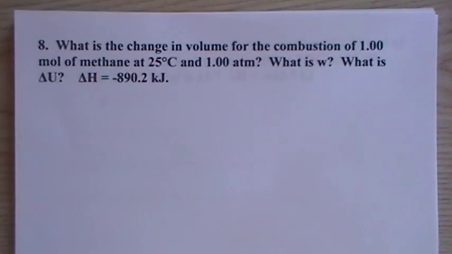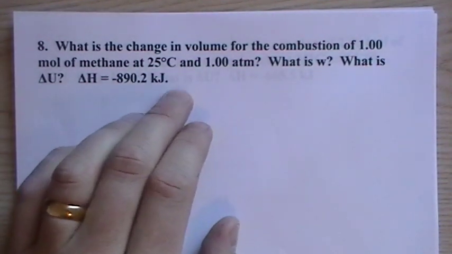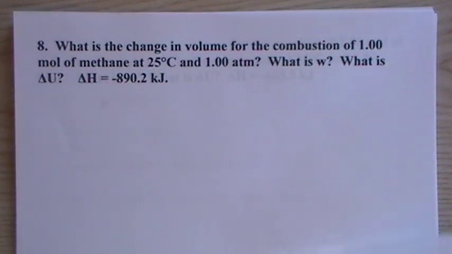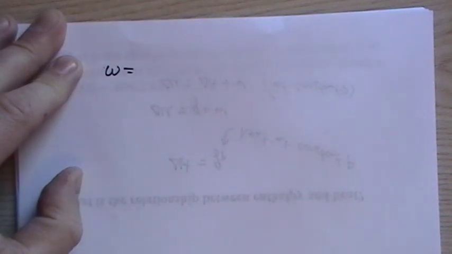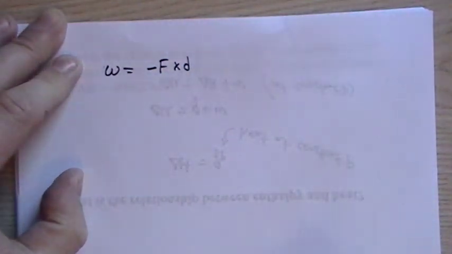Here's our problem. We're going to be looking for what is the change in the volume for the combustion of 1 mole of methane at 25 degrees Celsius in 1 atmosphere. What is W? Okay, so first thing is let's change that term for work into something we can use for this gas system, and it's going to be a very common one that we'll be using. So work is force times distance.